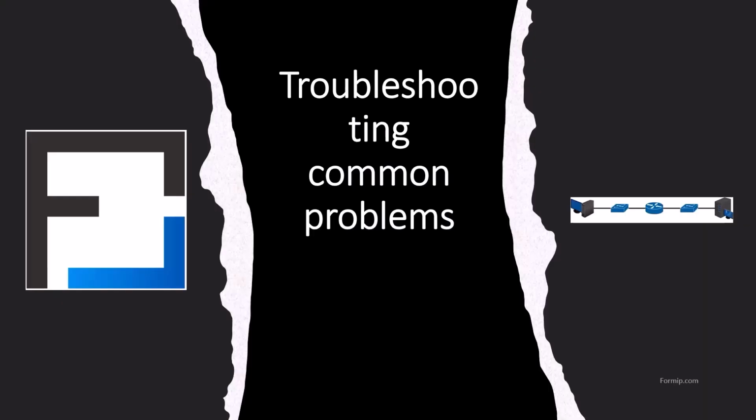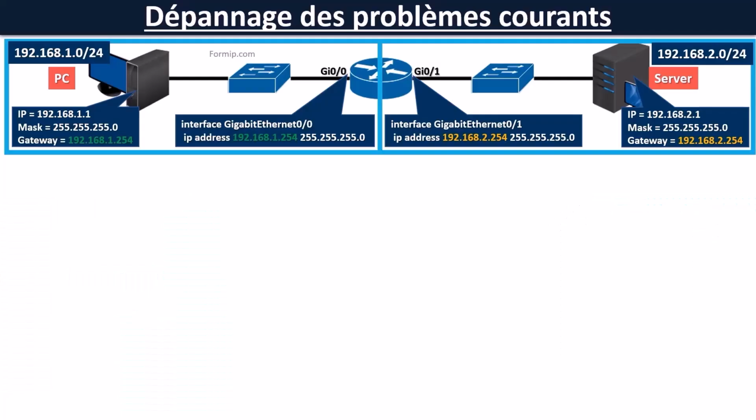In this course, we will see in detail the different processes to troubleshoot a network. On this topology, the PC cannot communicate with the server that is on a remote network. We will see 4 stages of troubleshooting, which are recommended to do from the PC.